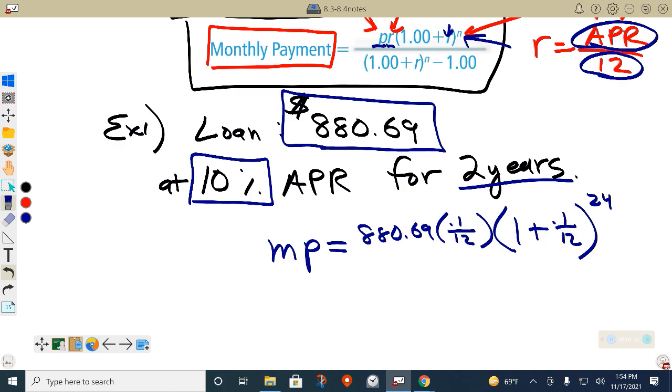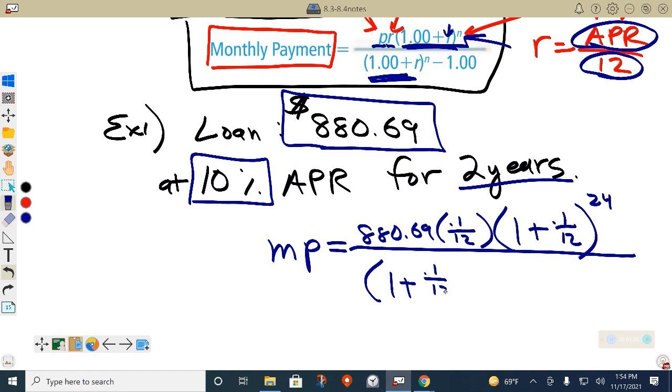There's my numerator. Let me work on my denominator. The cool thing is the denominator is the same as the numerator. Look at right here, this part and this part are the same. So I'm going to rewrite 1 plus R, that's 0.1 divided by 12 to the 24th power, minus 1. Wow. Really?